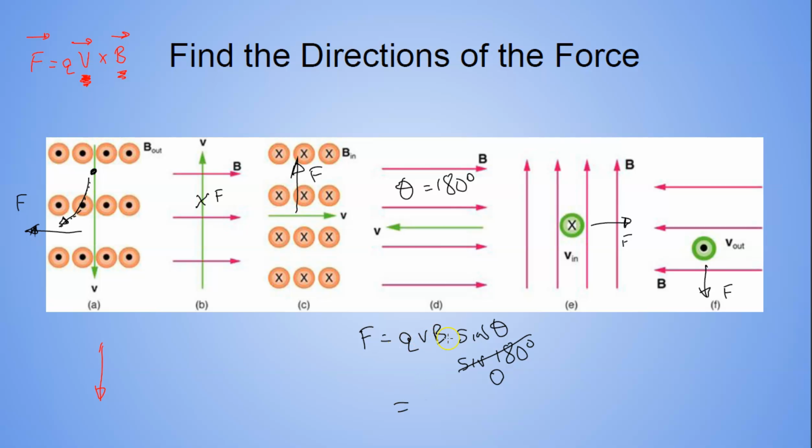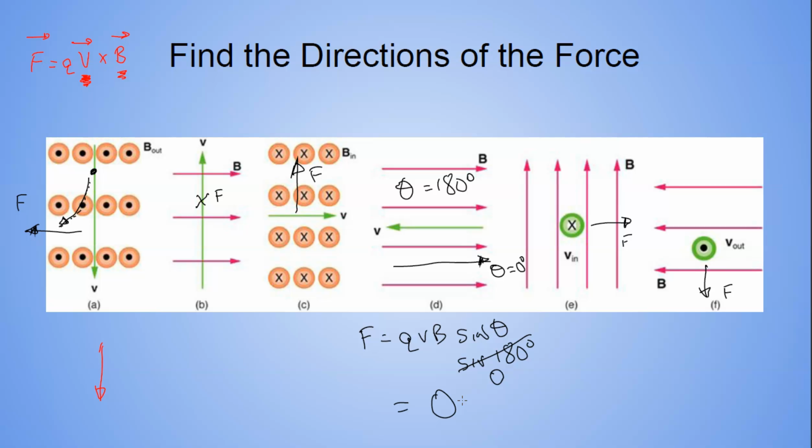So the force, Q times V times B times 0, is 0. This one experiences no force, and it would just keep moving along the straight green line right there and not be diverted at all. The same thing would happen if the velocity were parallel to the magnetic field. Theta equals 0. I'd put a 0 here. Okay? So anytime the velocity is in the same direction as B, I don't get any force on it at all. All right?